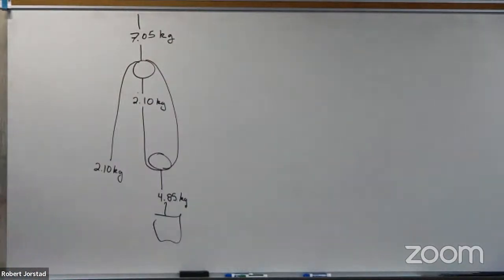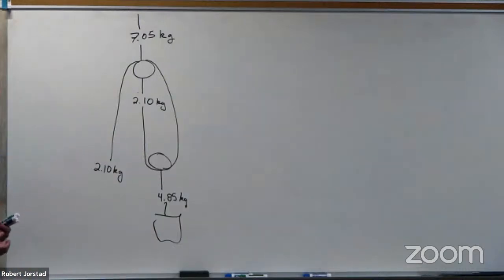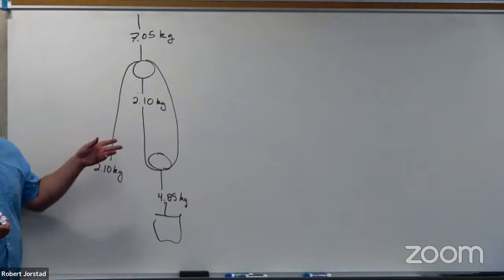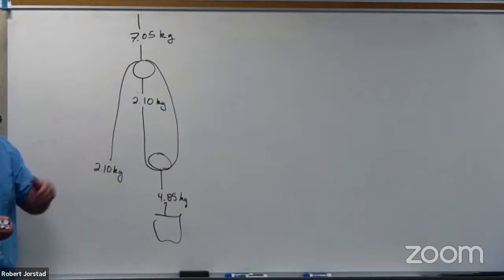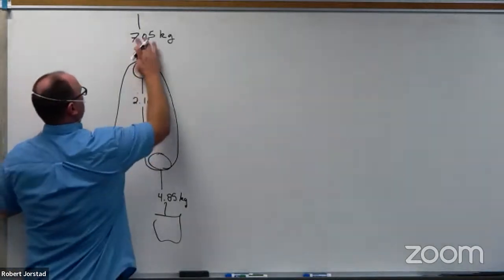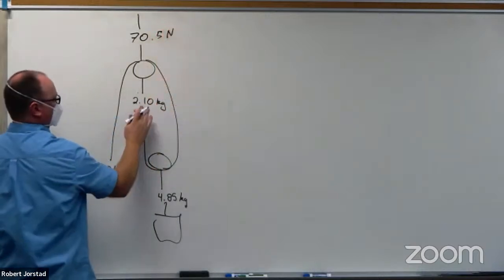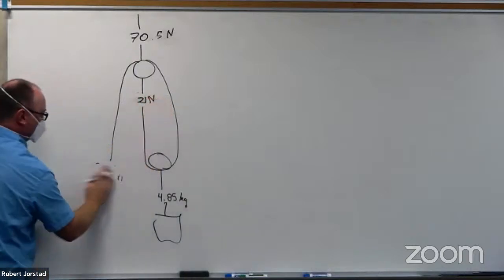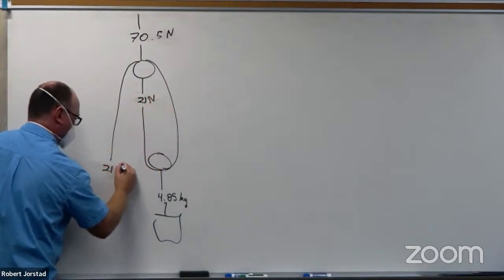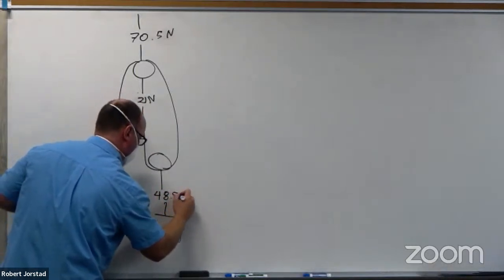Now, I know my picture isn't perfect, but I want you to think about this. These are the numbers that we just saw. And then to cheat, I'm going to multiply all of these by 10, which gets us to newtons. Are you okay with that? Right? g is approximately 10. So this is basically 70.5 newtons, approximately. This one's approximately 21 newtons. This one's approximately 21 newtons. And this one down here is approximately 48.5 newtons.